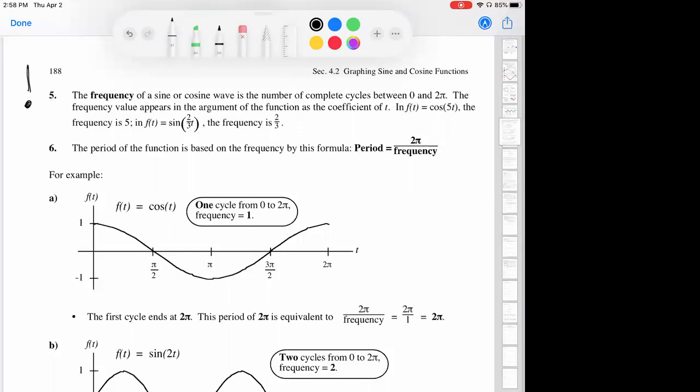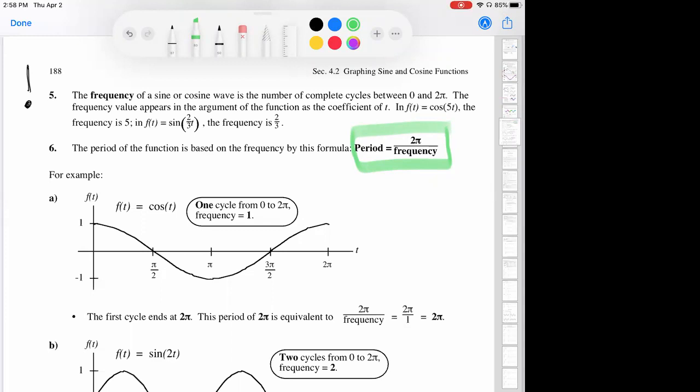The frequency of a sine or cosine wave is a number of complete cycles between 0 and 2 pi. The frequency value appears in the argument of the function as the coefficient of t. In f of t equals cosine of 5t, the frequency is 5. In f of t equals sine of 2 over 3t, the frequency is 2 over 3. So please highlight this definition. A period is equal to 2 pi divided by the frequency.